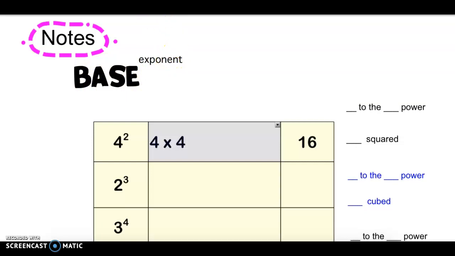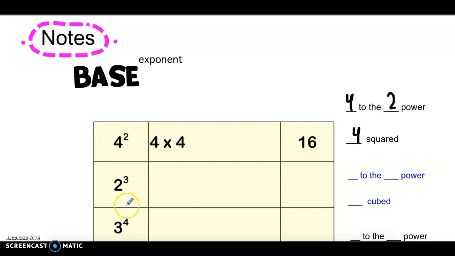So get your pencils ready, and you're going to write 4 to the 2nd power, or 4 squared. And that actually means 4 times 4. And we know 4 times 4 is 16. So we would read it as 4 to the 2nd power, or 4 squared. So pause the video if you need to catch up, but please write that down in your notes.